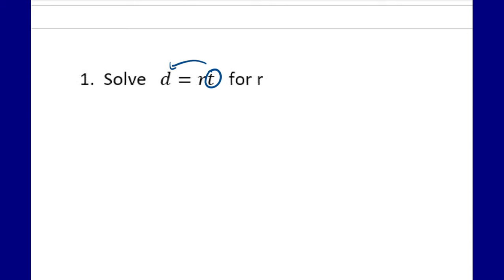You can think of it as just moving the letter to the other side, and when we move something to the other side of the equal sign, we have to do the opposite operation. If I move this t over, what's happening to the t right here? The t is being multiplied. So if I move this t to the other side, instead of multiplying, it becomes division. So this becomes d divided by t, and r is left over. That's one way you can think of it.